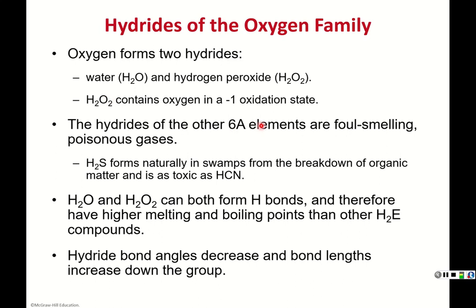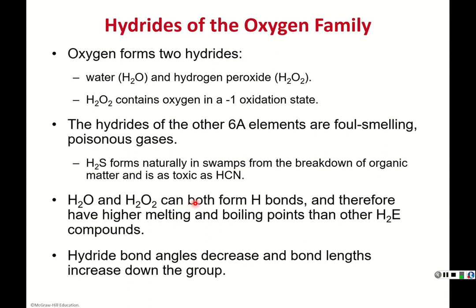Right. The hydrides of other 6A elements are foul-smelling and poisonous gases. So H2S is the big example of that. It forms naturally in swamps from the breakdown of organic matter, and it is as toxic as cyanide gas. So it's a very, very toxic gas. Okay. If you work with things that produce this in the lab, or maybe just work with it itself in the lab, there are lots of precautions you have to take. Okay.